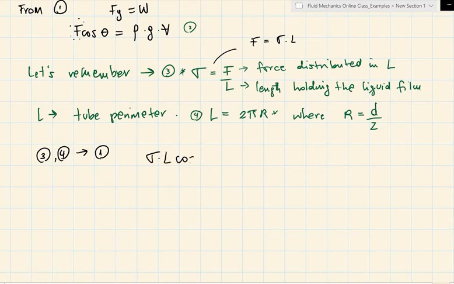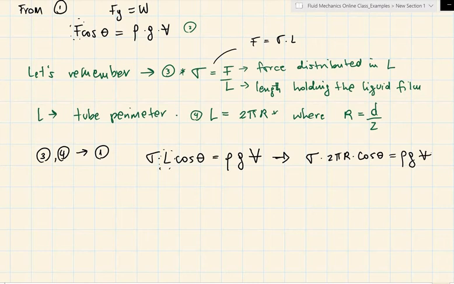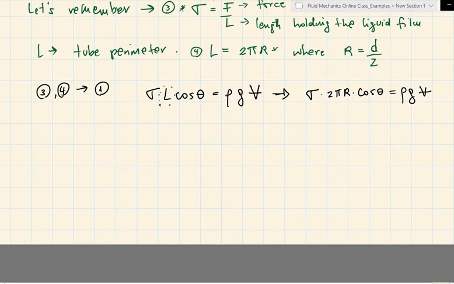So F times cosine of theta from equation 1 is equal to weight, which is density times g times the volume. But we know something else. We know that L is 2 pi r because it's the perimeter of the tube. Therefore, we have a new equation just by replacing L with 2 pi r.